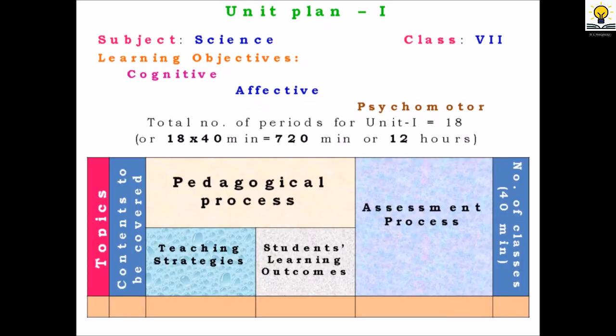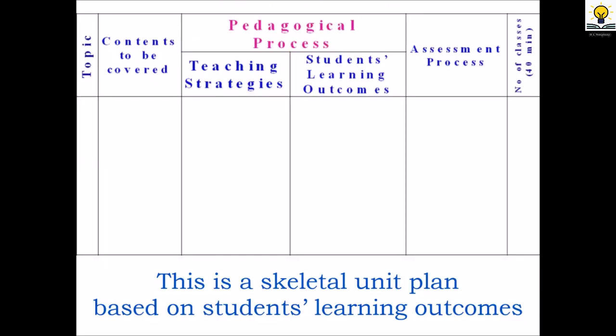Here is the format for writing a unit plan based on students' learning outcomes. We can see that it mainly consists of two parts: the pedagogical process and the assessment process. The pedagogical process is further divided into two parts, that is, teaching strategies and students' learning outcomes. This is a skeletal unit plan based on students' learning outcomes.